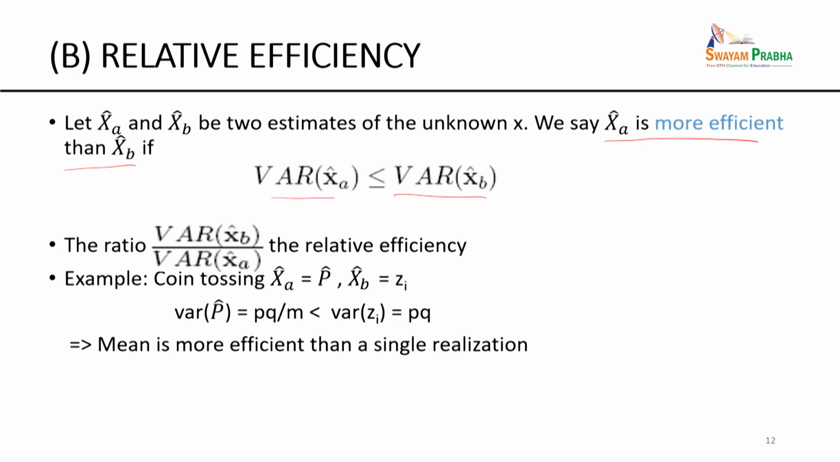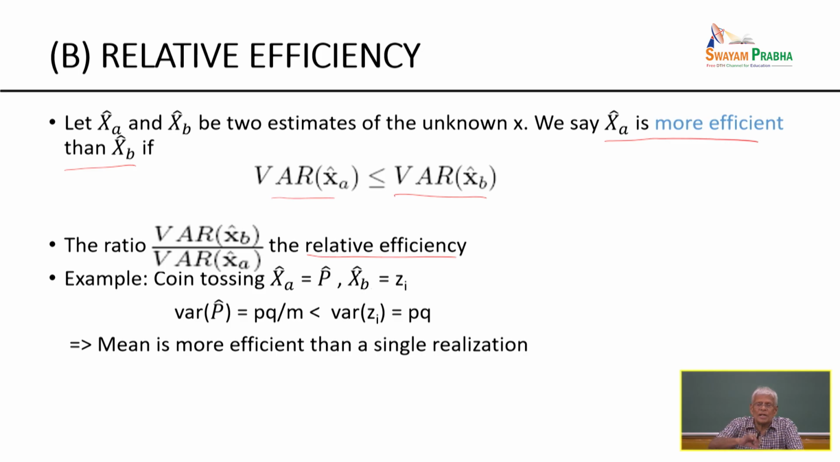The ratio of the variance of x hat B to x hat A is called the relative efficiency. So we say one is more efficient than the other if one estimate has a lesser variance than the other. So the relative efficiency relates to the ratio of the larger to the smaller. You can also define it to be A to B if you want to, but I am trying to talk about the ratios between them.